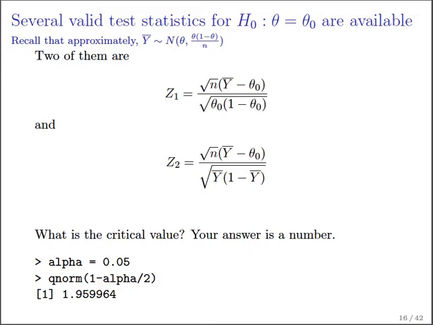Q norm is the inverse of the cumulative normal distribution function. P norm is the area under the standard normal curve that's less than a given point, and Q norm is that point that cuts off that amount of the standard normal curve. And so 1 minus alpha over 2 cuts off the top 2.5% or the bottom 97.5% of the standard normal distribution, and the answer is 1.96.